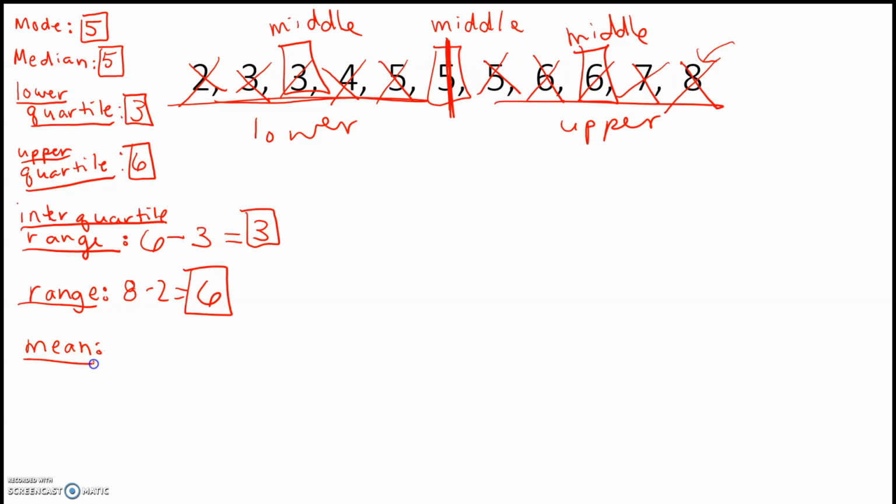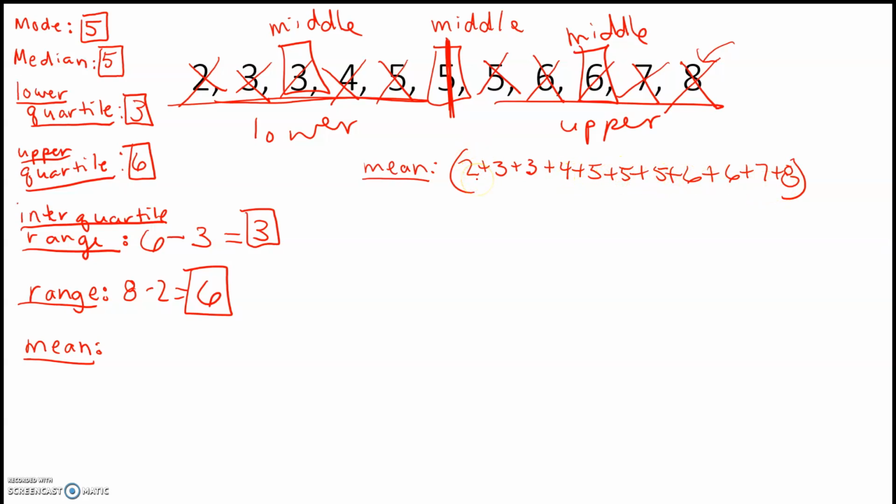On your mean, you want to add up all of your numbers. So you're going to add up 2 plus 3 plus 3 plus 4 plus 5 plus 5 plus 5 plus 6 plus 6 plus 7 plus 8. So make sure you have all the numbers: 2, 3s, 4, then we have 3 5s, 2 6s, a 7 and an 8.